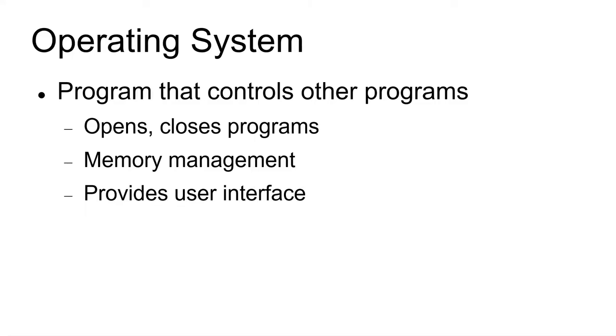Another example of software is your operating system. The operating system is the first program that gets launched when your computer turns on, and it is a program that actually controls other programs in your computer. So it handles opening and closing programs. It handles how much memory each program is taking up, how much space they're allowed to have to store data that they're working with, and the space that is being held for them to store their own instructions. It also provides the user interface.